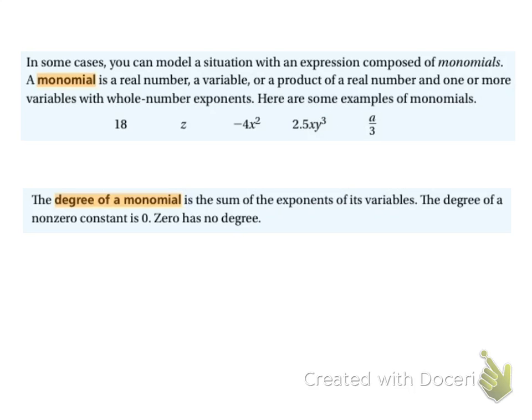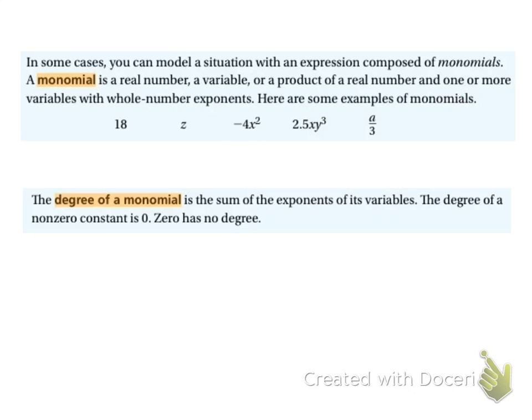Those are all monomials. So the degree of a monomial is the sum of its exponents. This one doesn't have any exponents, so it has a degree 0, because if it had some exponent after it, let's say like x, it would be x to the 0 power. So when it's just a number, a constant, the degree is 0. This one has a 1. It's not written there, but we know there's a 1 there. So this would be a degree 1.